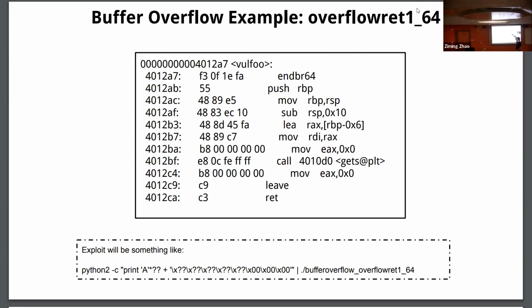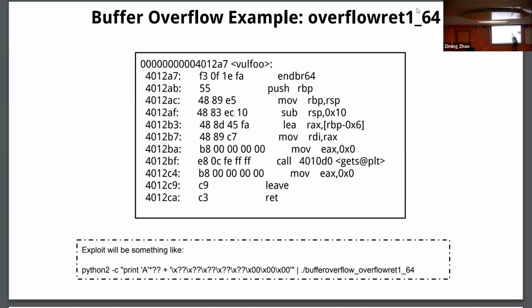What's interesting is here, what's the size of the buffer? This is a call to gets, a library function. Its first argument is not on the stack, right? The first argument is in the register RDI, okay? So how did we get the value in RDI? We move RAX to RDI, and RAX is RBP minus 6. So in the 64-bit version, the buffer size is actually 6 bytes. The previous one was 14 bytes, okay?